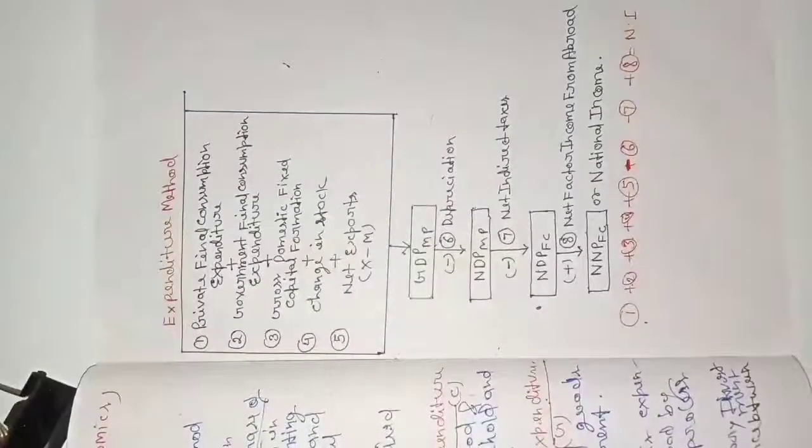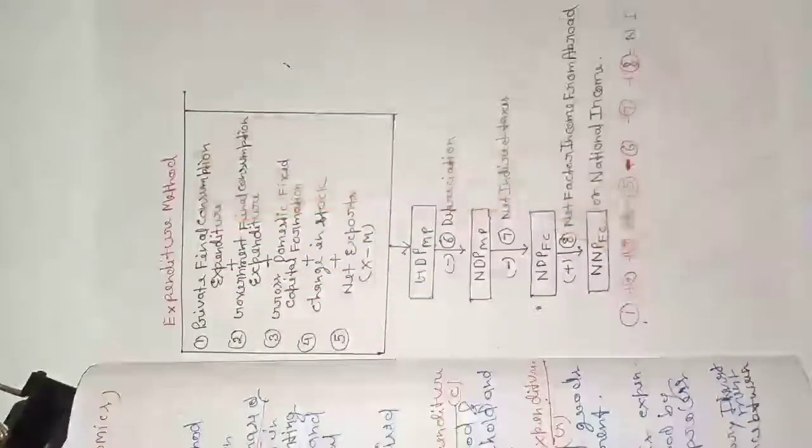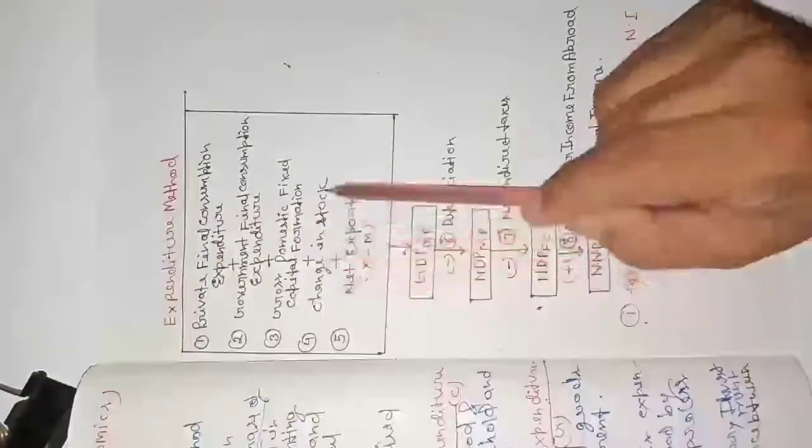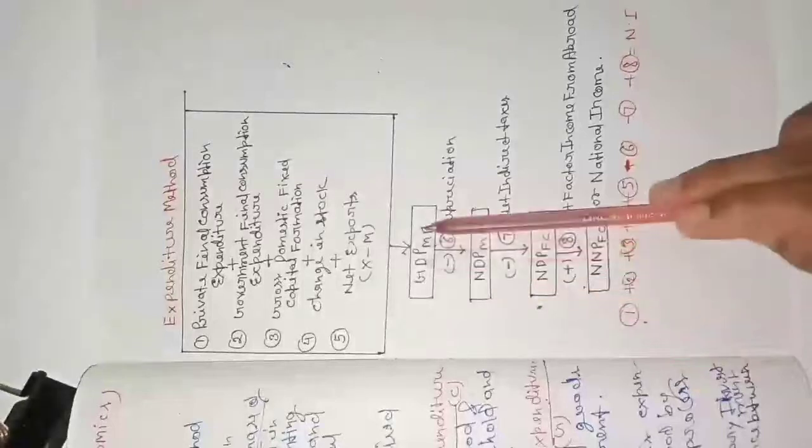you have to apply the formula of calculating national income, which I have made for you. You have to write and learn this formula. Private final consumption expenditure plus government final consumption expenditure plus government domestic fixed capital formation plus change in stock plus net export. After adding it, we will get GDP at MP.